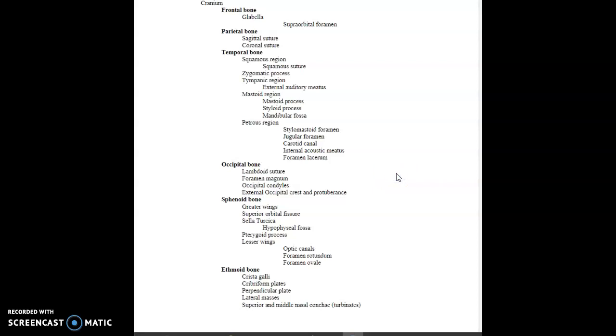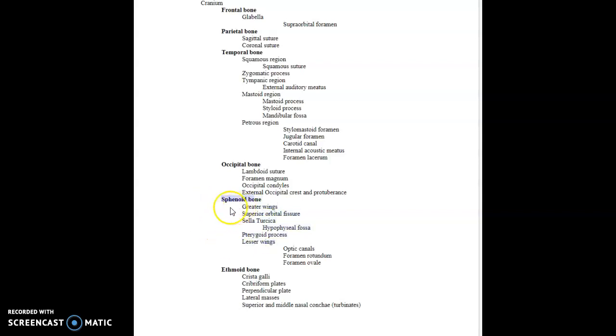Let's continue filling in our structure list. The last thing that we talked about was the occipital bone and the structures underneath it. So let's move on to the sphenoid bone, one of my favorite bones, because I like to call it the bat bone, because it literally looks like a bat. And this bat actually has wings. Notice it has greater wings and lesser wings.